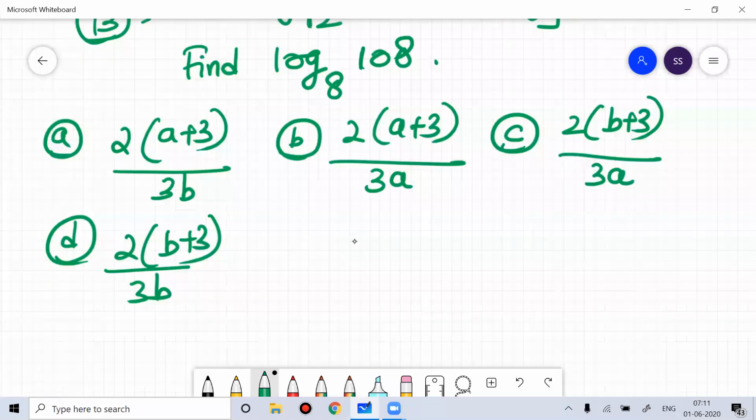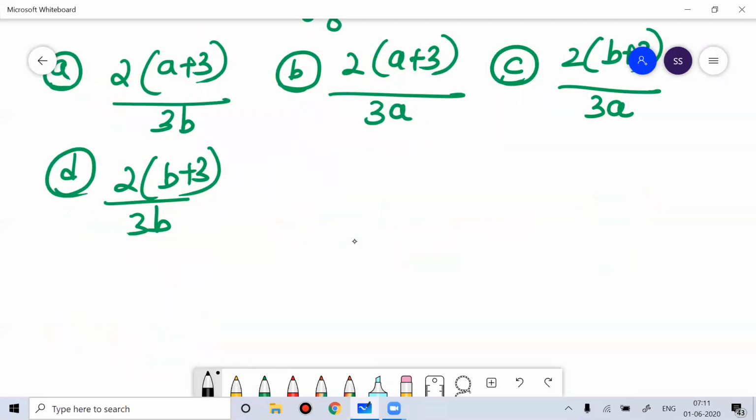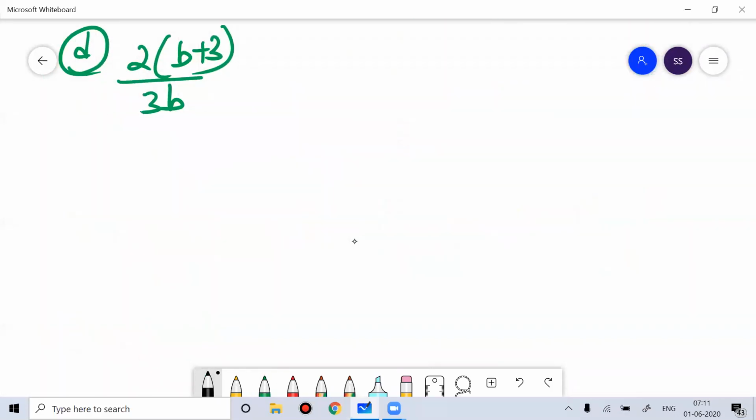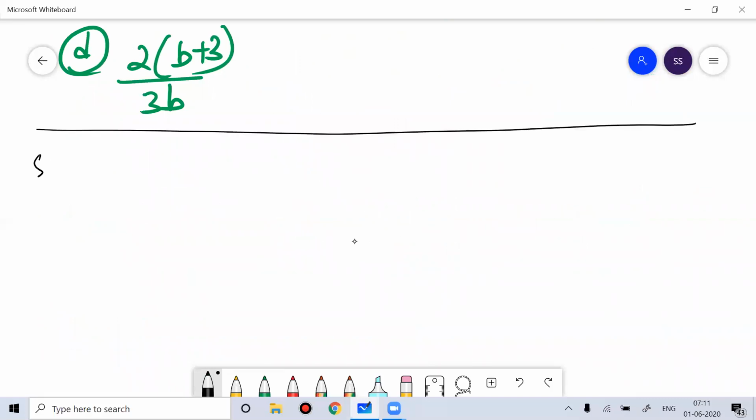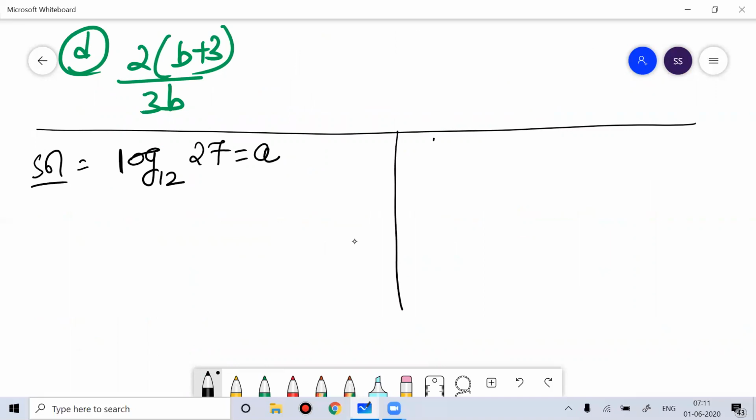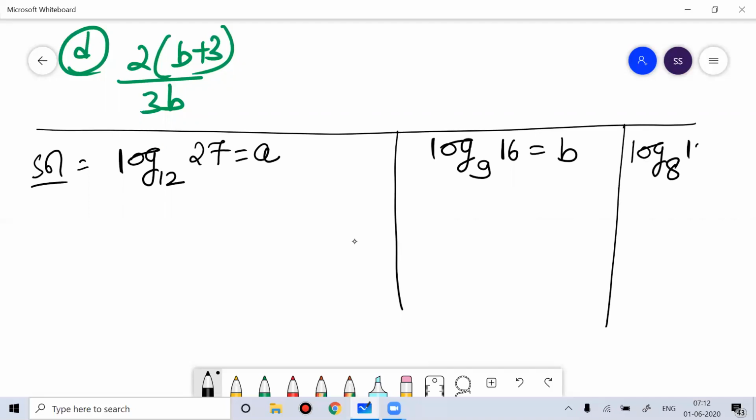Okay, now let's try to solve this question. It is given to you that log base 12 of 27 is equal to a and log base 9 of 16 is equal to b. Okay, and you have to find log base 8 of 108.